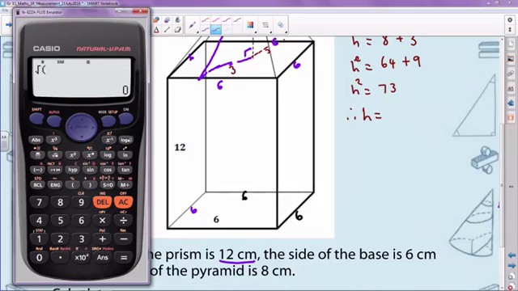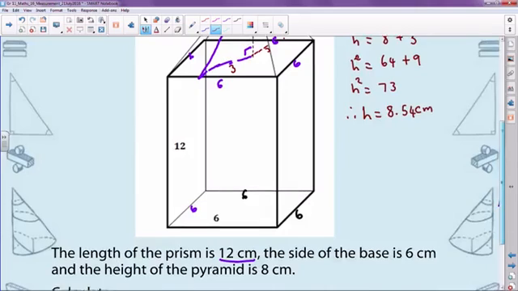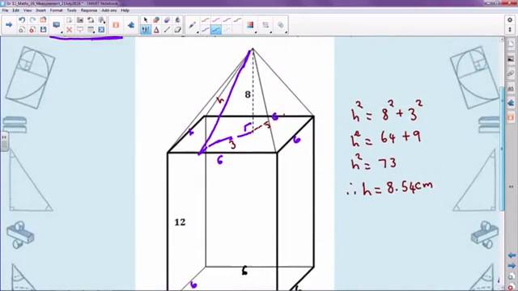Square root of 73. That's 8.54, so roughly 8.54 centimeters. So we have that our slant height is 8.54.